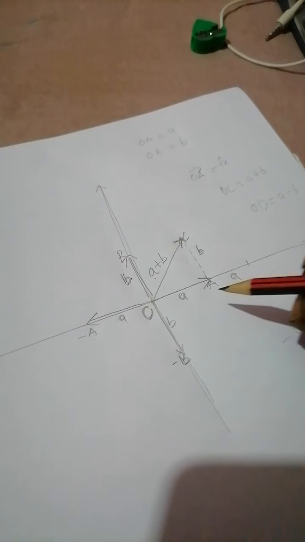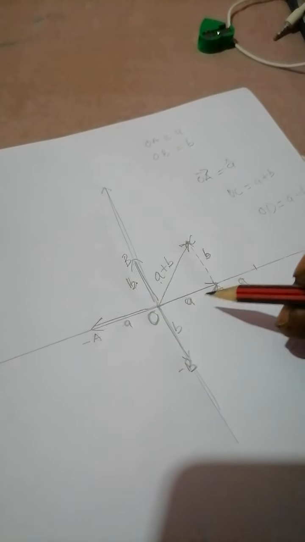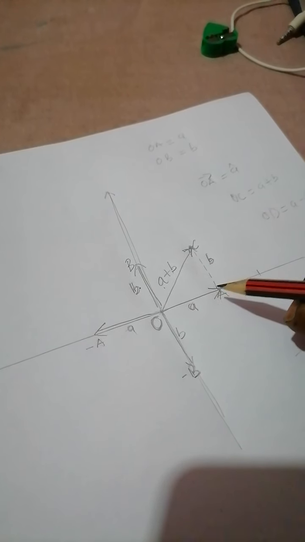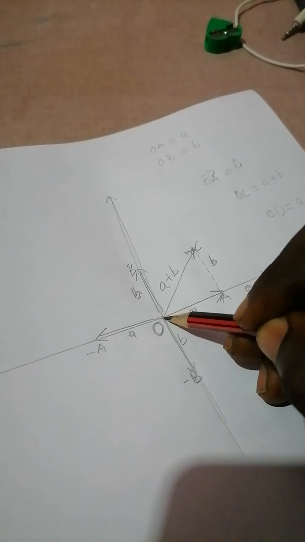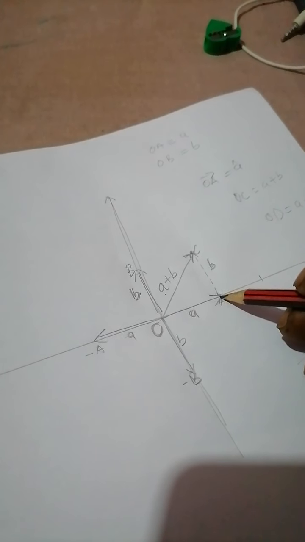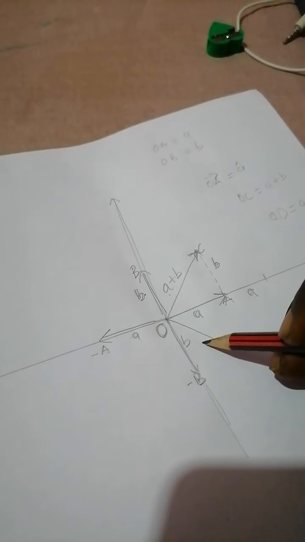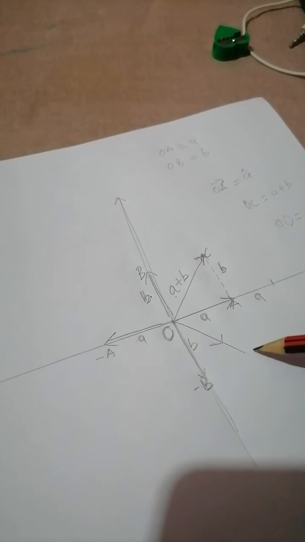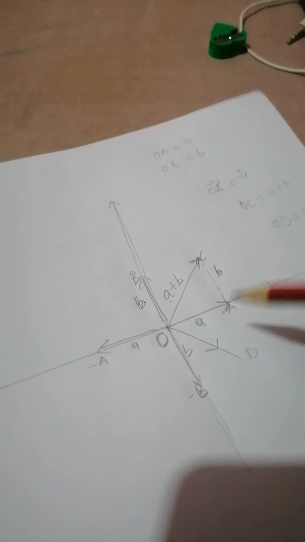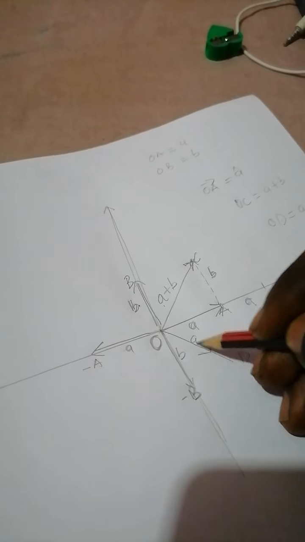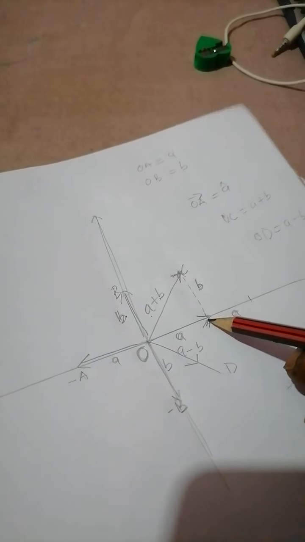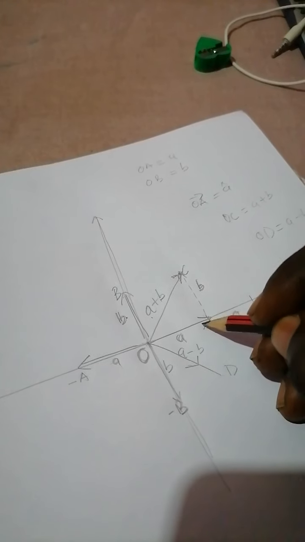So if I want the vector OD, I'll move from here to here, then from here to here. So it's the same as me moving from here to here. So this is a vector OD. So this vector is actually A minus B, because I move from here to here, and I move from here to here.